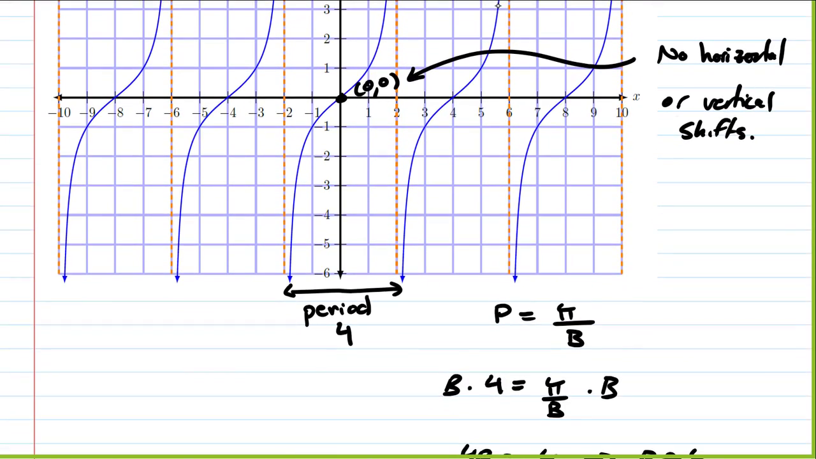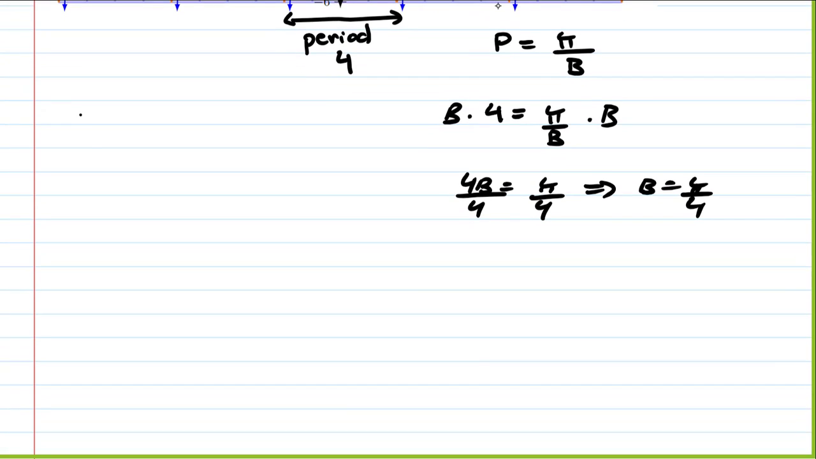So if B is equal to pi over 4, we get y is equal to the tangent of pi over 4 x.